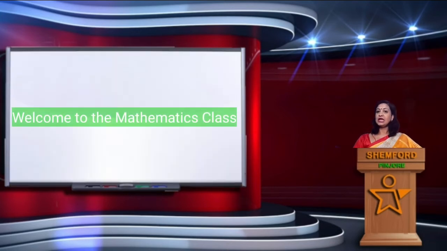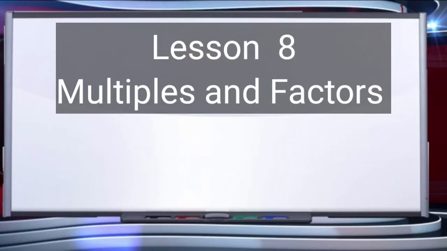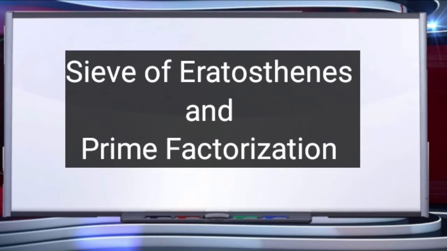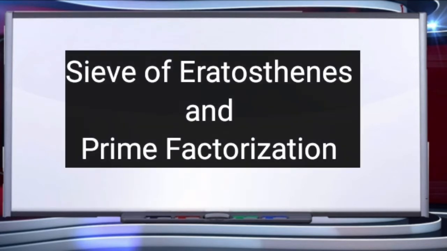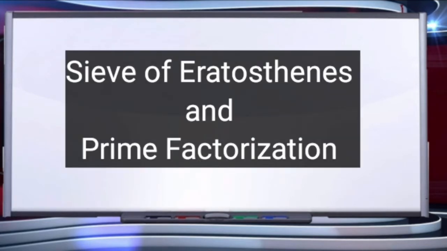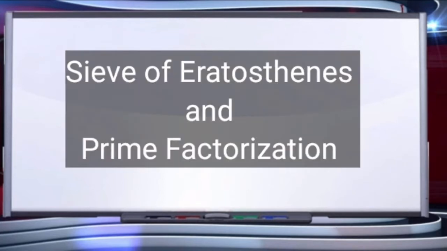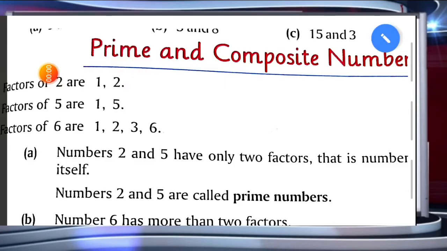We will revise lesson 8, factors and multiples. First, we will revise the sieve of Eratosthenes, which is a method to find out prime and composite numbers, and then we will revise the prime factorization method. So, let us revise.